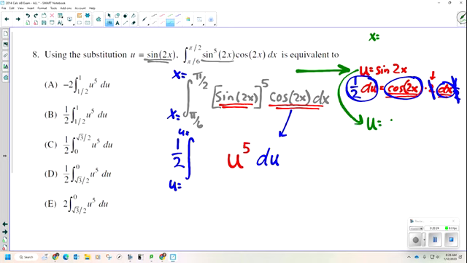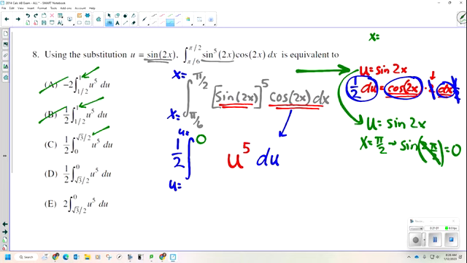So u equals sine of 2x for my upper bound, which is pi over 2. That means I'll take the sine of 2 times pi over 2, and the 2's cancel. So really it's just the sine of pi. You should know the sine of 180 degrees. That should be 0. So my new upper bound is 0. If I look at my upper bounds, the upper bound is 1 here, the upper bound is 1 here, the upper bound is 3/2 here. There's really only 2 options, D and E.